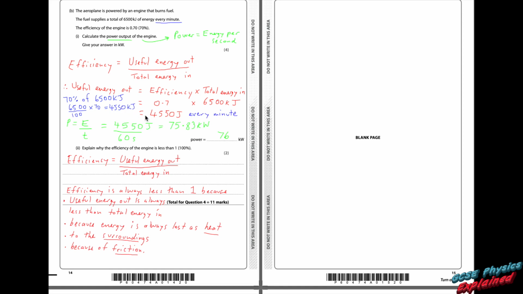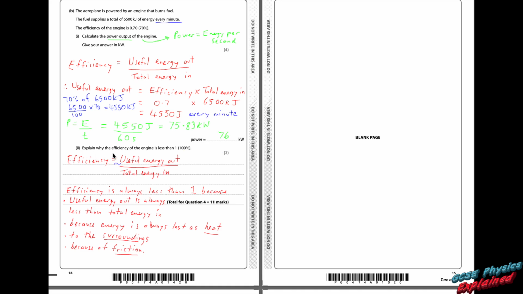So you may prefer to do it that way. Now, once we know how many joules we've got every minute, if we divide that by the amount of time in a minute, then that'll give us the amount of energy in a second, which is the power. So there's 60 seconds in a minute, so if we take that value and divide it by 60, that'll tell us how many kilowatts there are, which is the power.